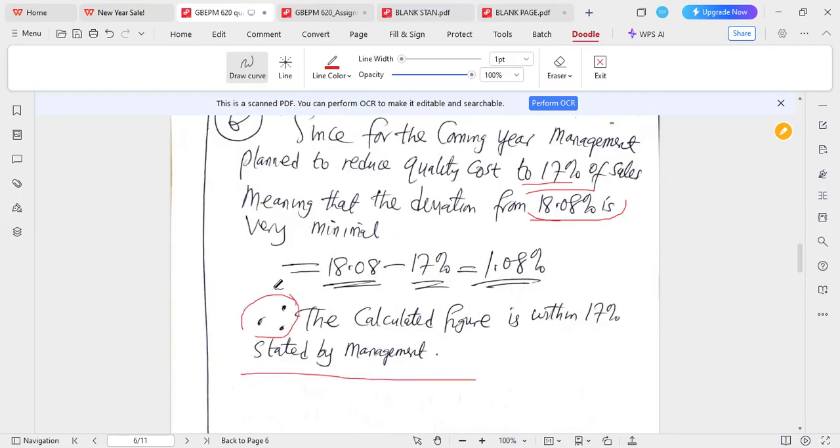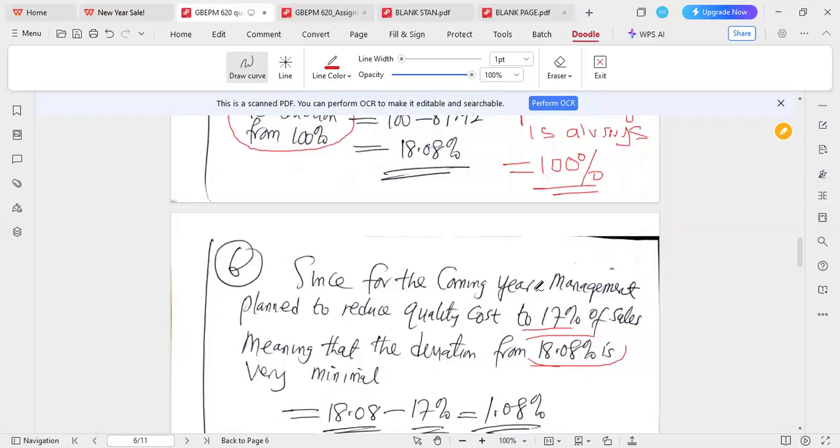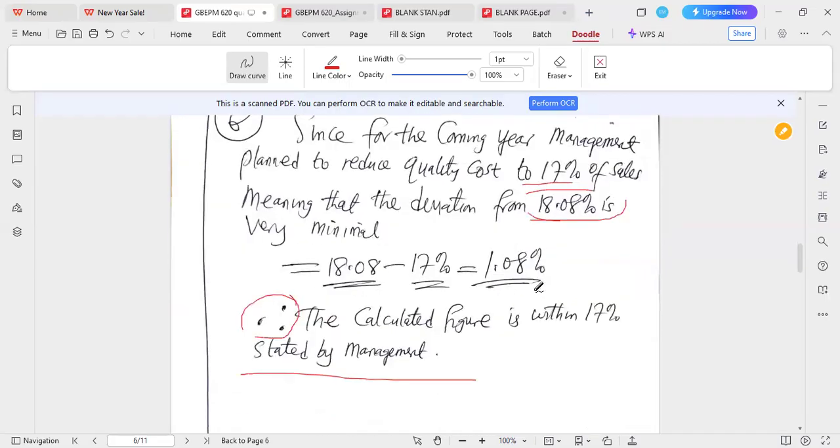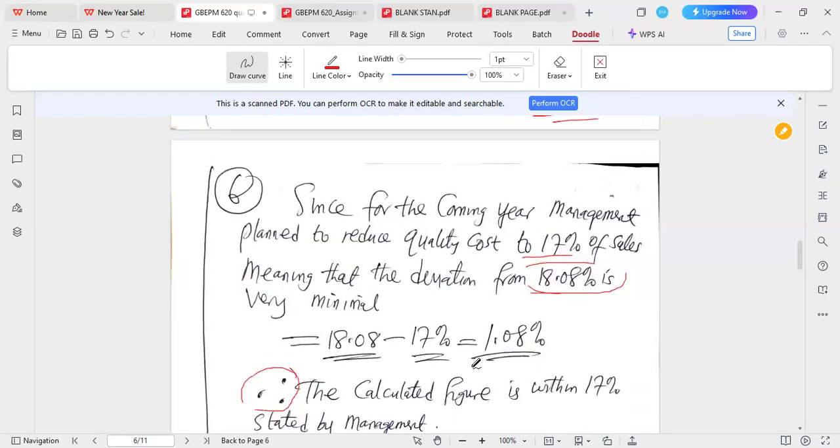Okay, so therefore, the calculated figure is within 17% stated by management because the 1.0, okay, the difference is very, very minimal. Okay, so what is happening is that for the company, management plan to reduce the sales, so the figure calculated is within 17%, so management can rely on the figures that were found.